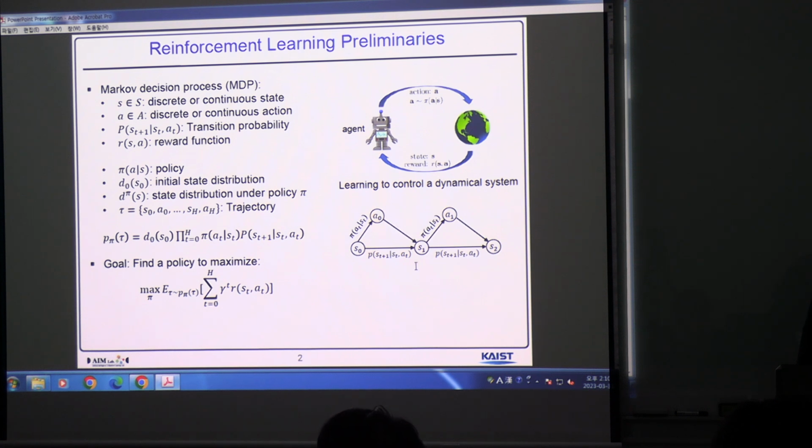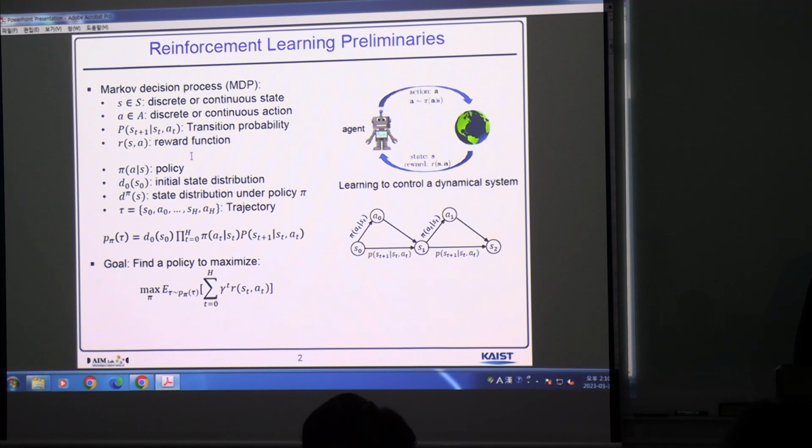In this system, because it is a Markov decision process, the next step only depends on the previous step. For instance, you can see here that step 2 only depends on step 1, not on step 0.